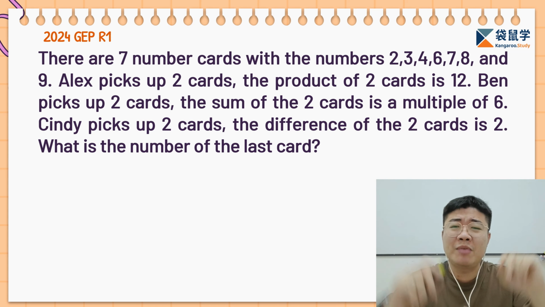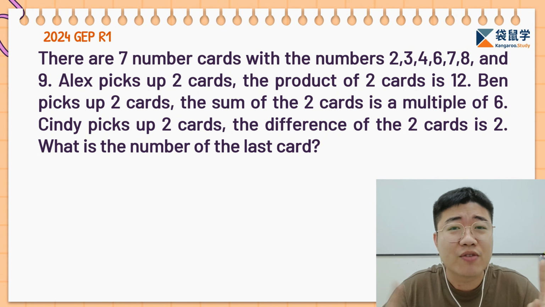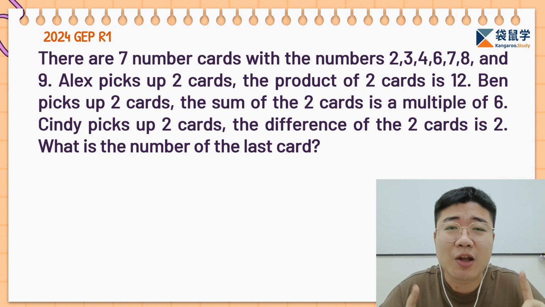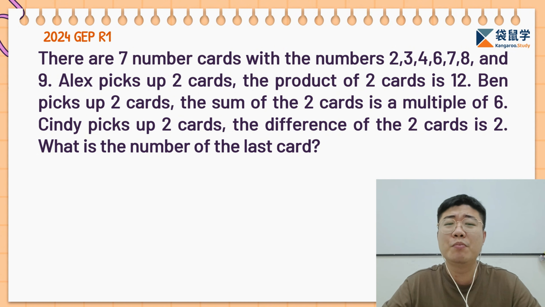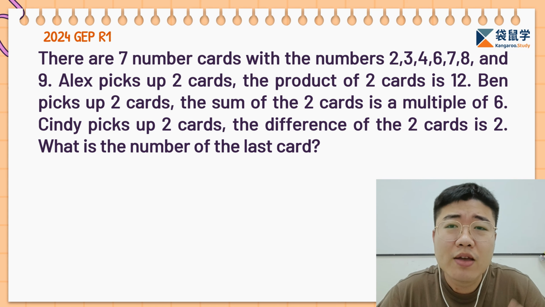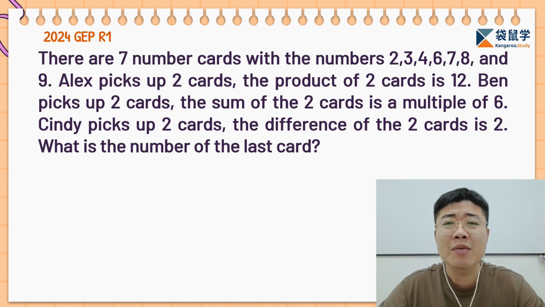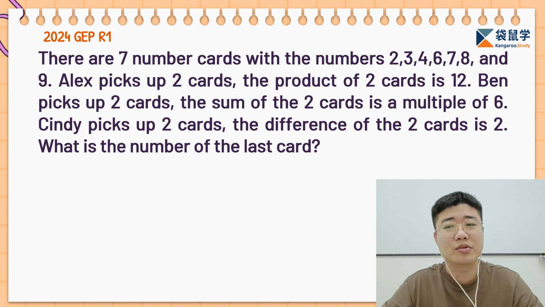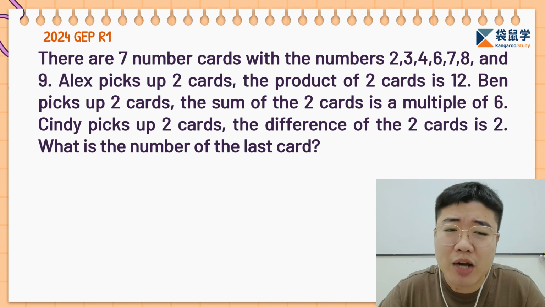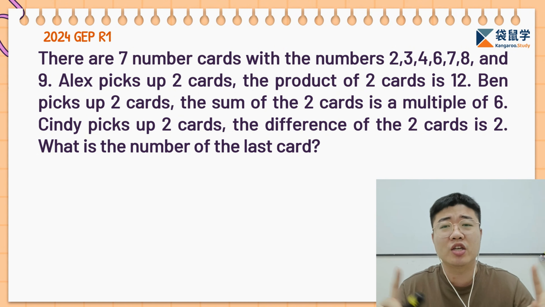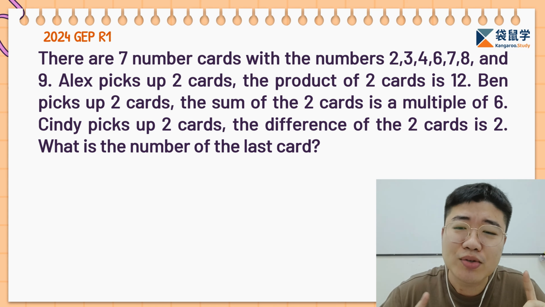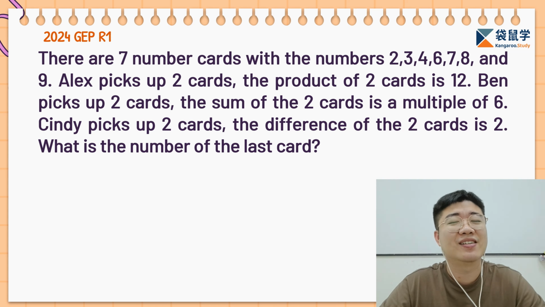We've got 7 number cards with the numbers 2, 3, 4, 6, 7, 8, and 9. Alex picks up 2 cards. The product of the 2 cards is 12. Ben picks up 2 cards. The sum of the 2 cards is a multiple of 6. And Cindy picks up 2 cards. The difference of the 2 cards is 2. They're asking, what's the number of the last card?